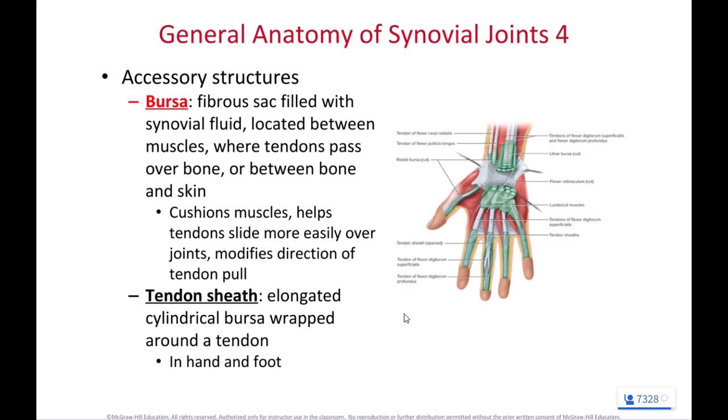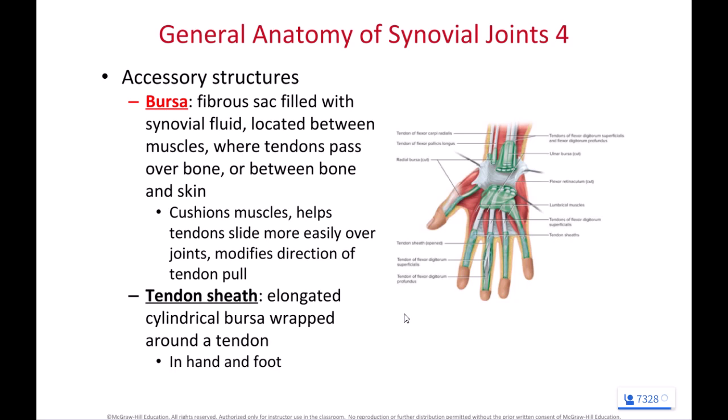There are some other secondary accessory structures of our joints, such as bursa. A bursa is clinically significant because a lot of people will develop bursitis, which is an inflammation of the bursa. The bursa itself is a sac filled with synovial fluid. And what does this sac do? It helps to separate tendons that are grouped together and passing over bones.